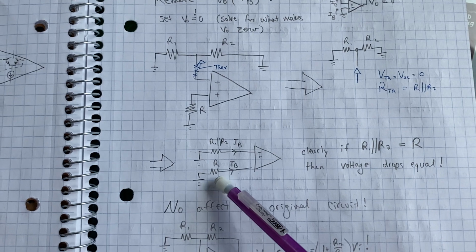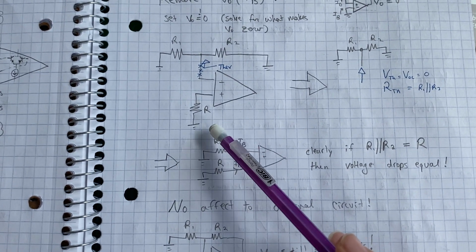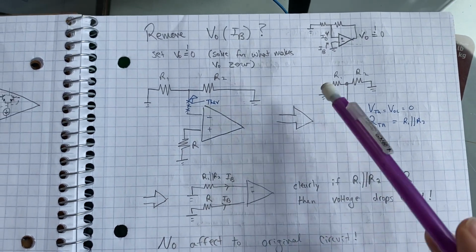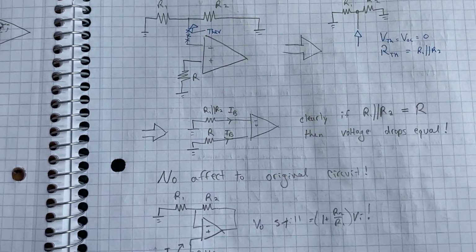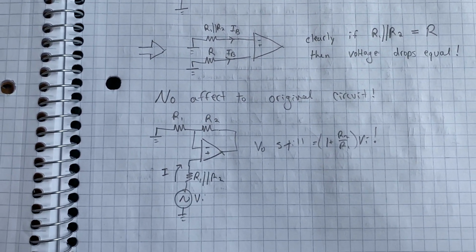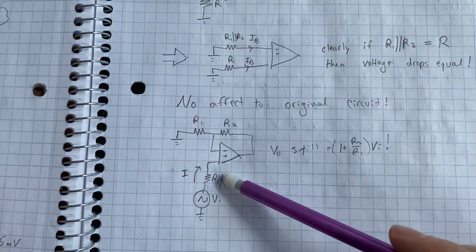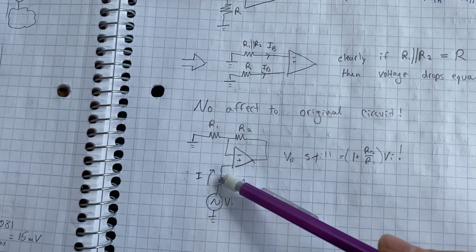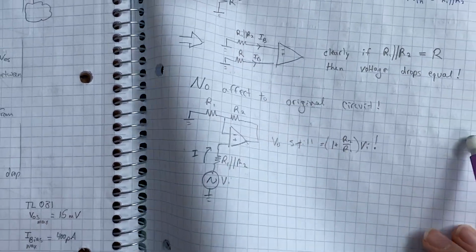Clearly, if this unknown resistor value R is the parallel combination of these, then the voltage drop across these two will be the same. So just placing a resistor here equal to the parallel combination of these two would cancel the bias current offset. And there's no effect on the original circuit because ideally this draws no current. So for large signal applications, you still see the full voltage input signal at the non-inverting terminal.